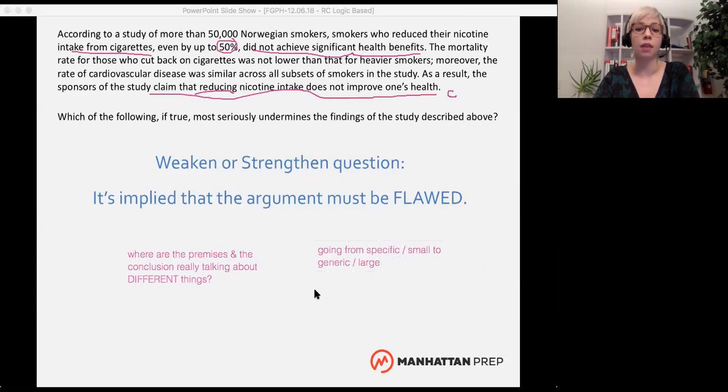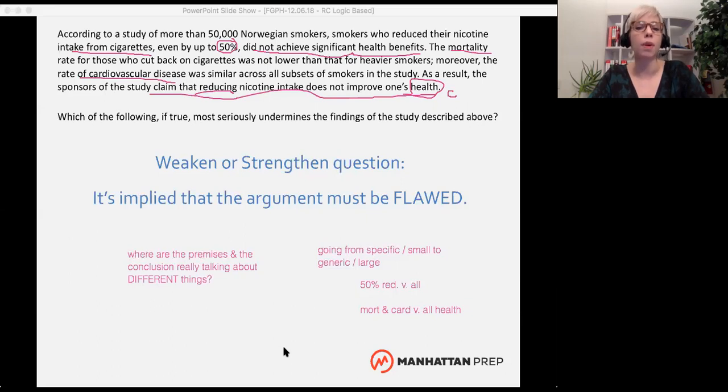And then I think other people are pointing out really good things here too. We're talking about does not improve one's health, but what we talked about was mortality rate and cardiovascular disease. Those are only two examples. So here's another: we've got 50% reduction versus more than 50%, or versus all reduction. And then we've got mortality and cardiovascular versus all health. In each of these cases, we're going from a small definition, a small subgroup, to something larger.